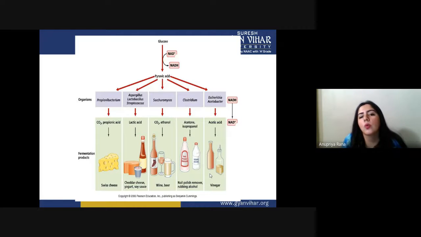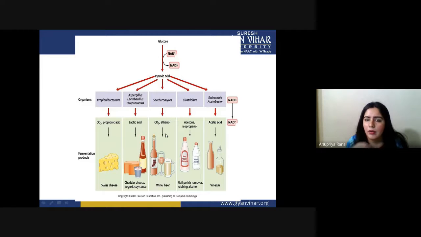You can see how glucose is converted into pyruvate by glycolysis, and by these microorganisms how the pyruvate is going to be converted into these fermented products. Like, these are the organisms and this is our pyruvate. So Propionibacterium, Aspergillus, Lactobacillus, Streptococcus, Saccharomyces, Clostridium, Escherichia, all these can convert it. Swiss cheese is made by Propionibacterium, and by Aspergillus, Lactobacillus and Streptococcus lactic acid will be produced and they will be called cheddar cheese, yogurt, soy sauces.